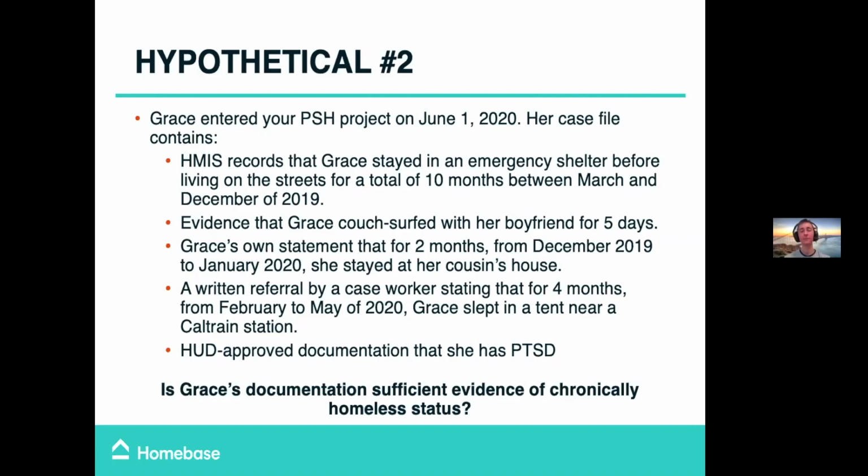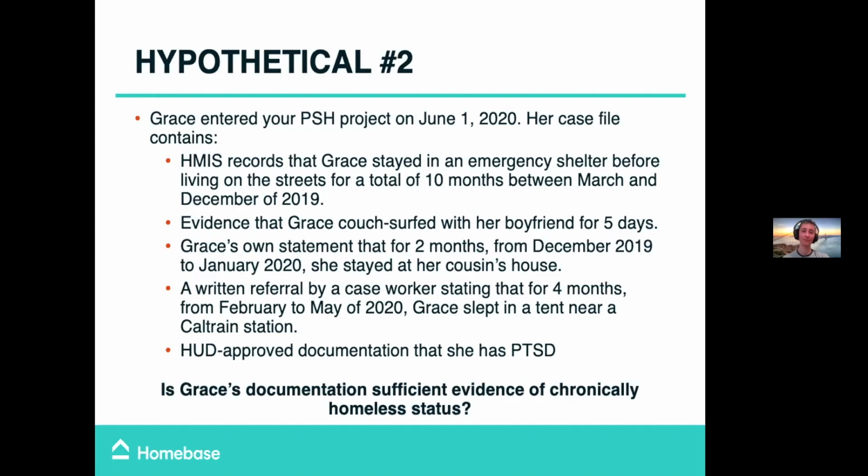The file also has evidence that Grace couch surfed with her boyfriend for 5 days, and Grace's own statement that for 2 months from December 2019 to January 2020, she stayed at her cousin's house. The file also has a written referral by a caseworker stating that for 4 months, from February to May of 2020, Grace slept in a tent near a Caltrain station. And HUD-approved documentation that Grace has post-traumatic stress disorder. So our question here again is Grace's documentation sufficient evidence of chronically homeless status?